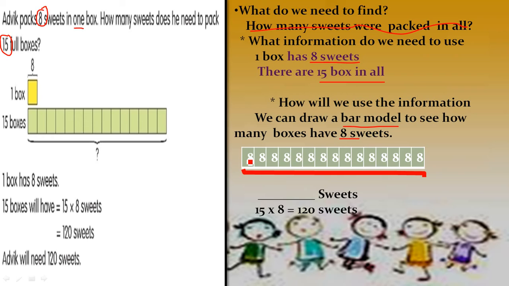So how many boxes are there? 1, 2, 3, 4, 5, 6, 7, 8, 9, 10, 11, 12, 13, 14, 15. So there are 15 boxes having 8 sweets each. So we need to multiply 15 by 8 and we get total there are 120 sweets. So this is also shown here.